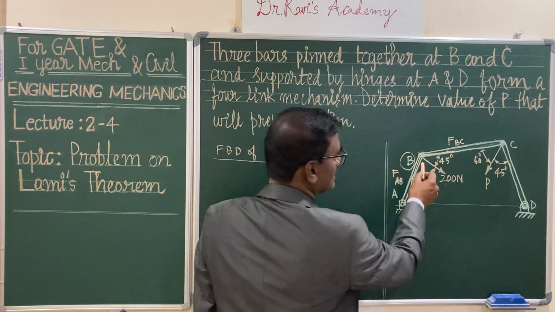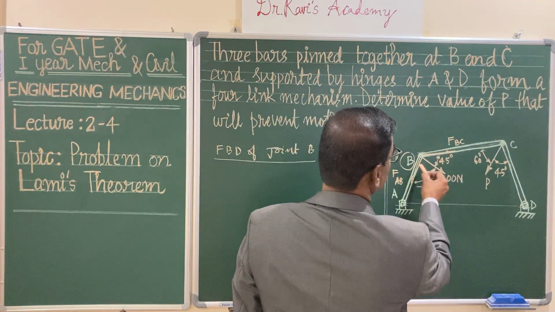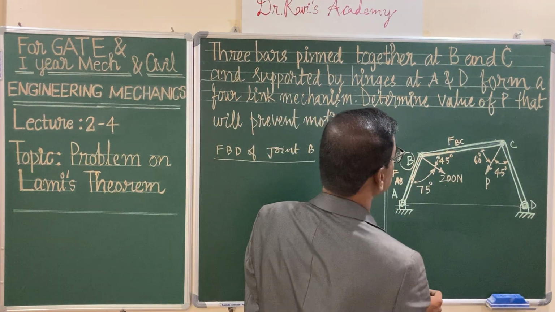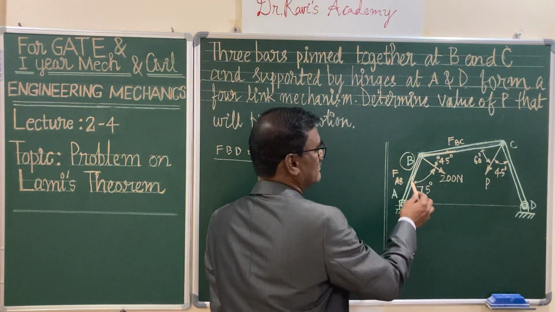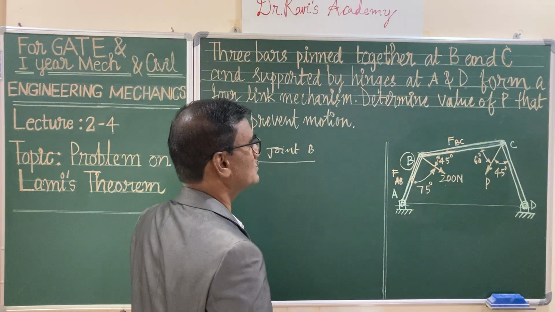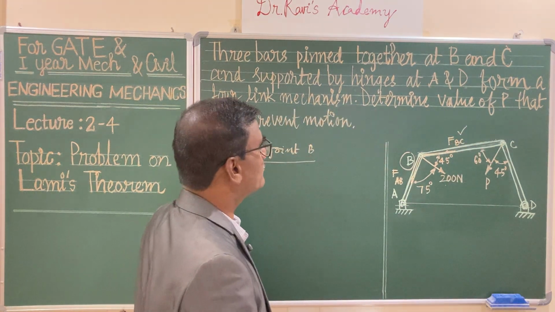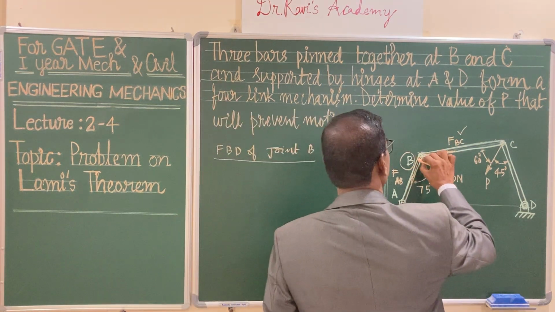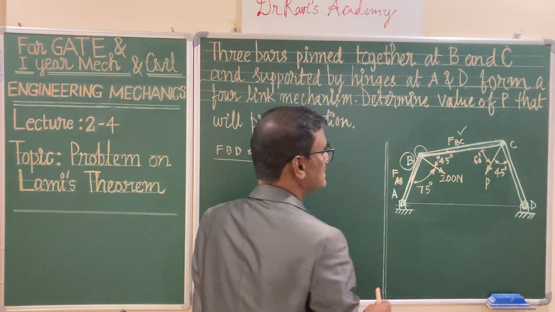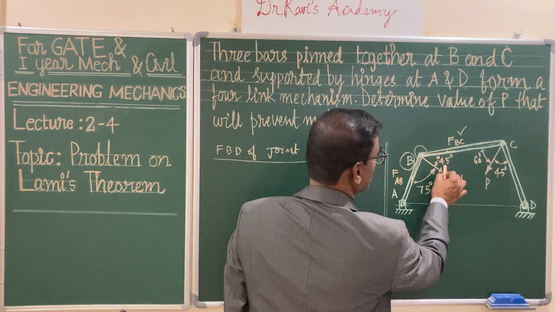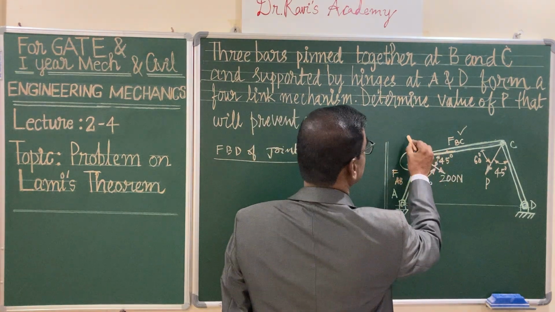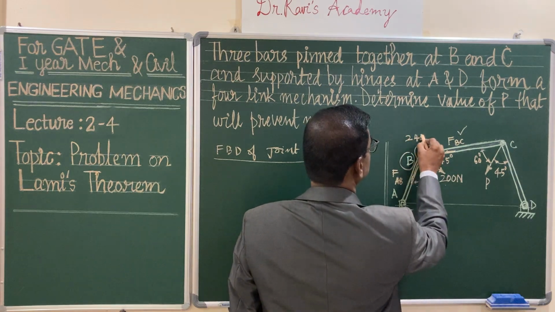So let us see that the joint is subjected to 3 forces, and you can apply Lami's theorem to calculate this particular force FBC. Each force is proportional to the sine of the angle between the other two. This angle you have to evaluate. So 360 minus 75 plus 45. So this is 120 and this is 240 degrees.